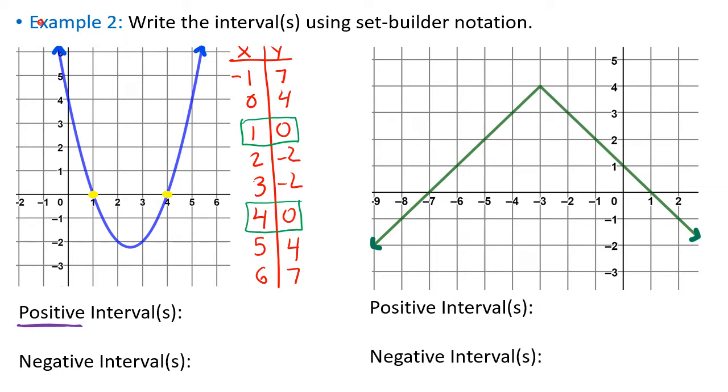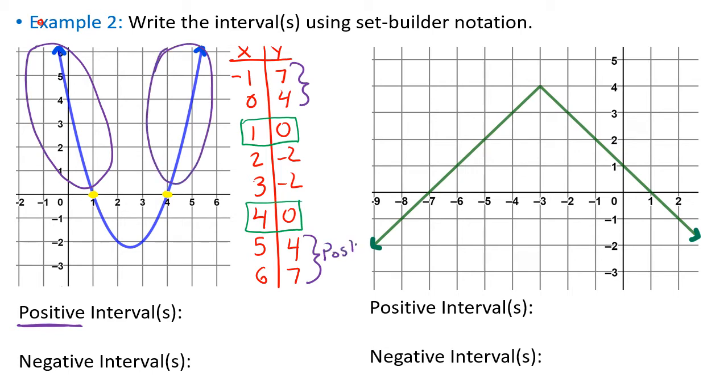So looking at our table, we can see that the y values that are positive are right up here and down at the very bottom of our table. That's this section on the graph and this section of the graph. These are the positive part.